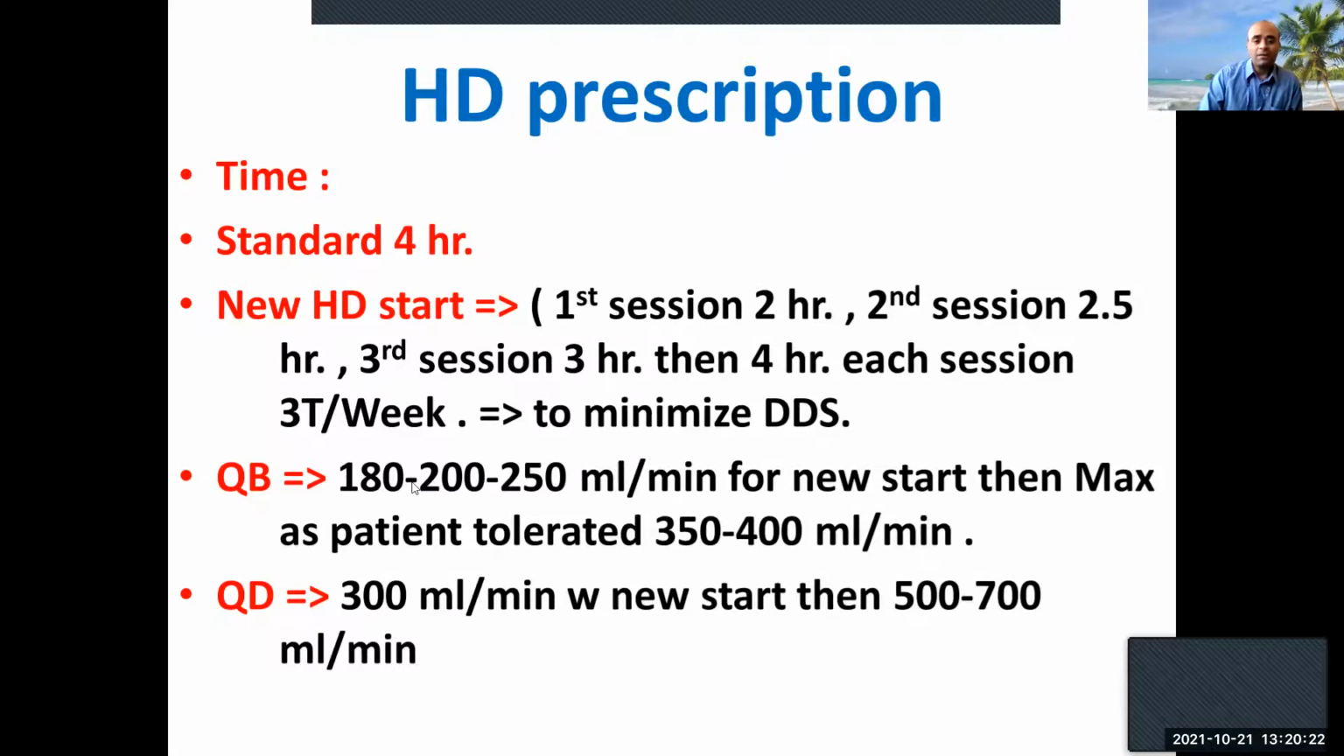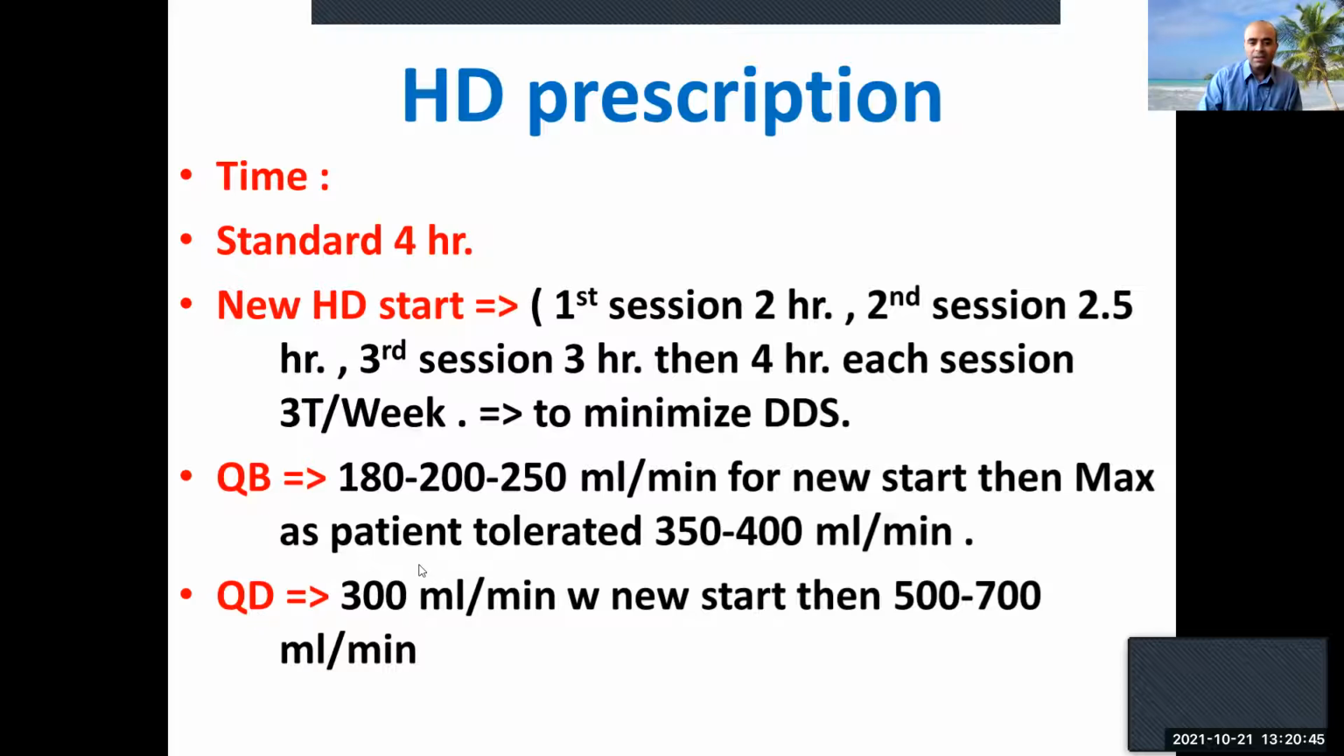Blood flow will start in the first session at 180, 200, 250 maximum. Better to start at 200. And if the patient has high uremia and you are afraid of dialysis disequilibrium syndrome, please start at 180 ml per minute for new started dialysis, then increase as the patient tolerates to 350, 400 after the third session.